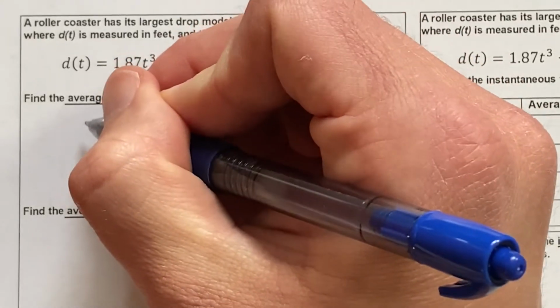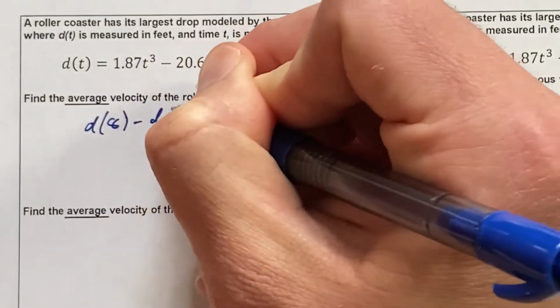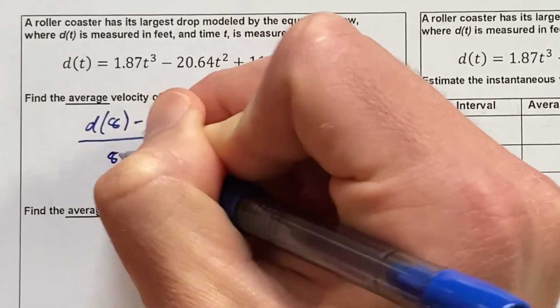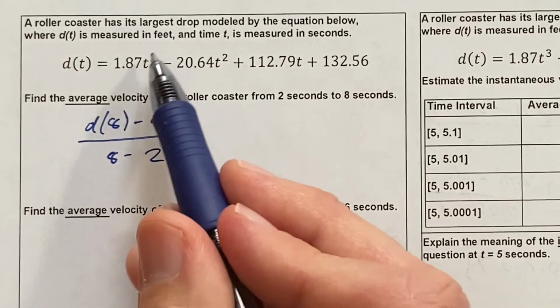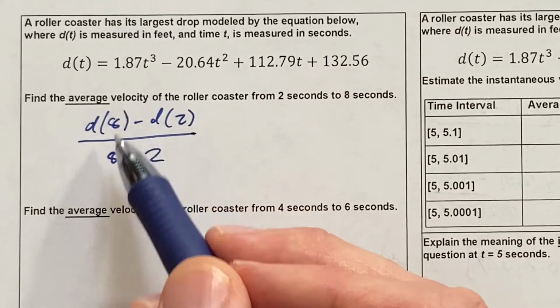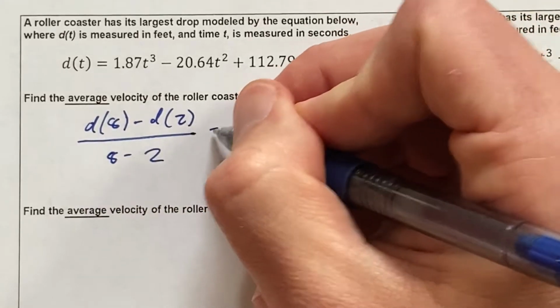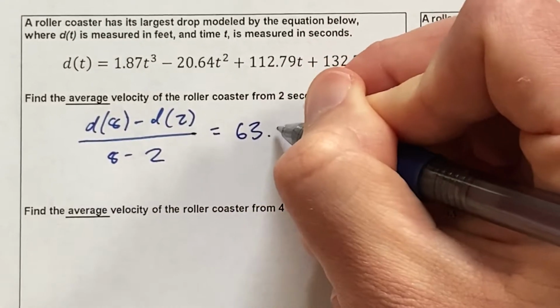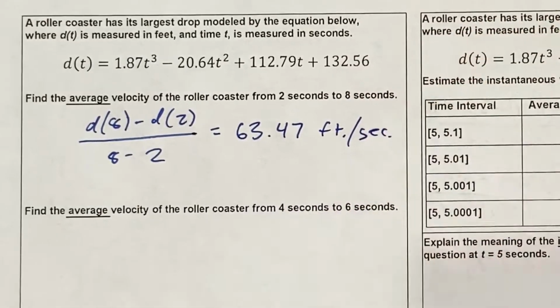Average velocity would be, we got 8, so d of 8 minus d of 2 over 8 minus 2. And I'm going to save you the time on this, because if you were to punch all of that into your calculator, you would get 63.47 feet per second. Okay.